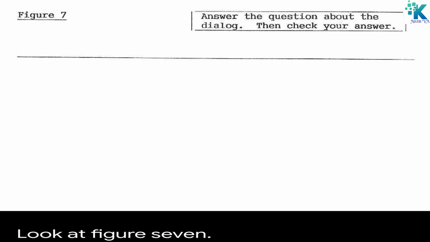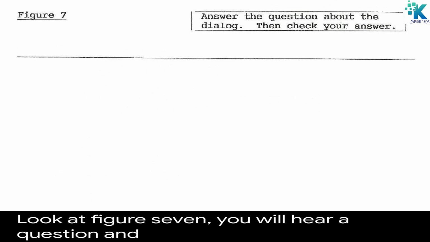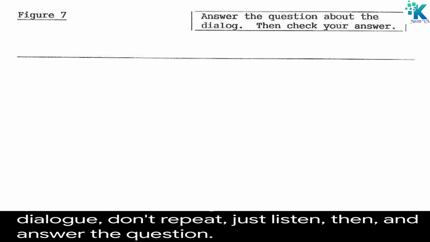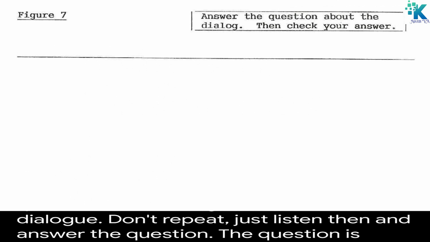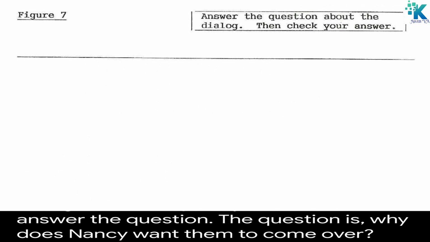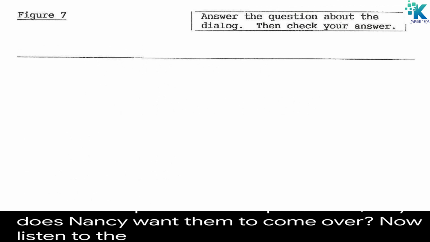Look at Figure 7. You will hear a question and a dialogue. Listen to the dialogue. Don't repeat, just listen. Then answer the question. The question is, why does Nancy want them to come over? Now listen to the dialogue.